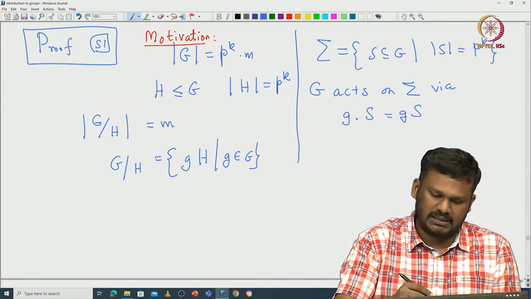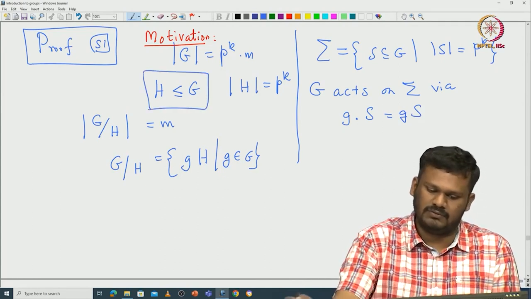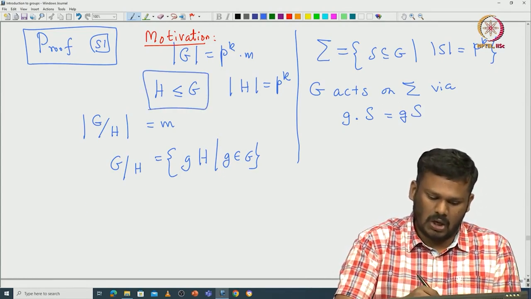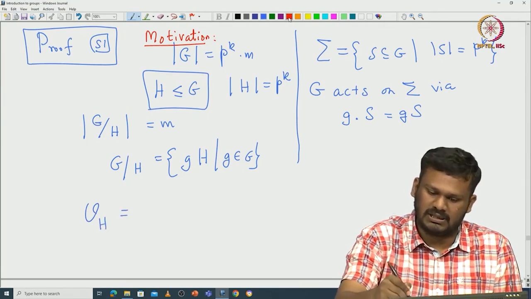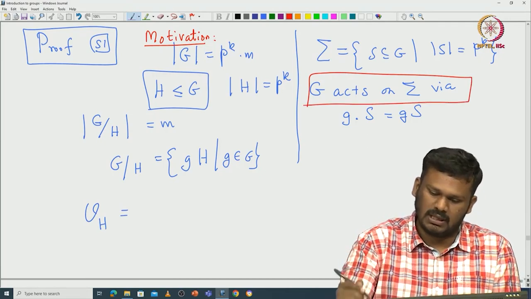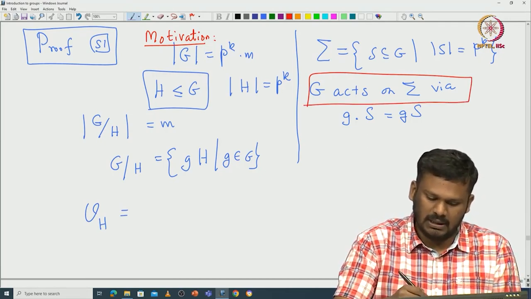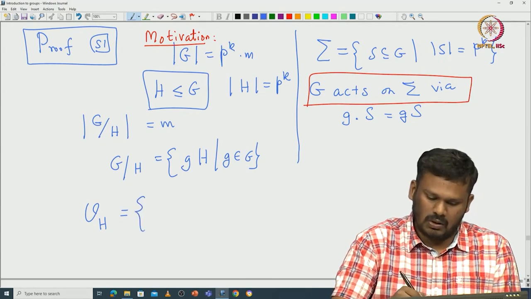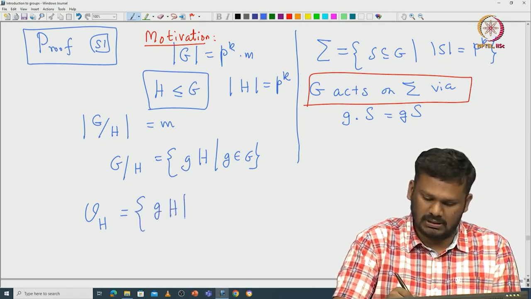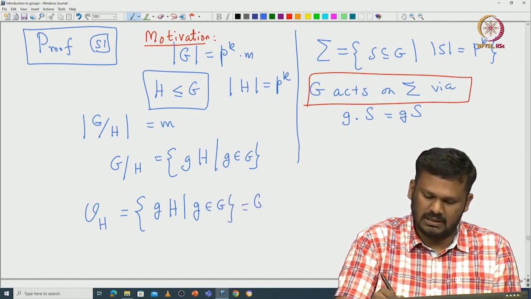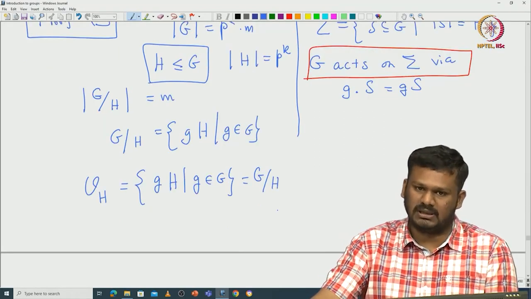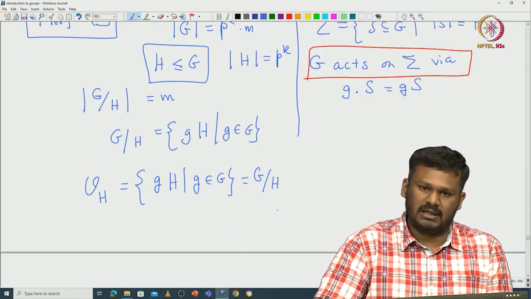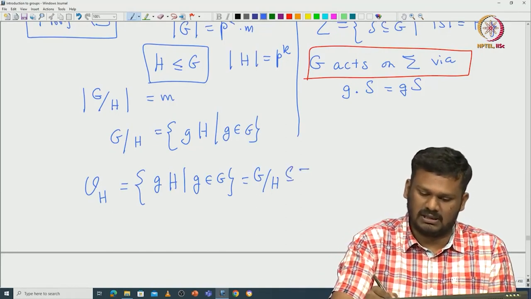Now we have already seen that if H is a subgroup of G, then the orbit of H under this action is going to be the left cosets of H in G. That is going to be exactly G mod H. Because G mod H is an orbit, it is going to be a G invariant subset of sigma. So this is sitting inside sigma.